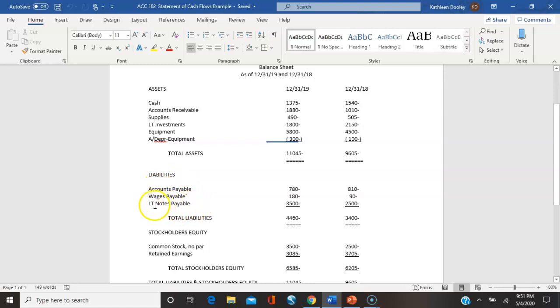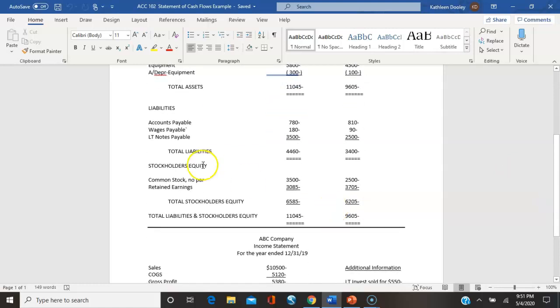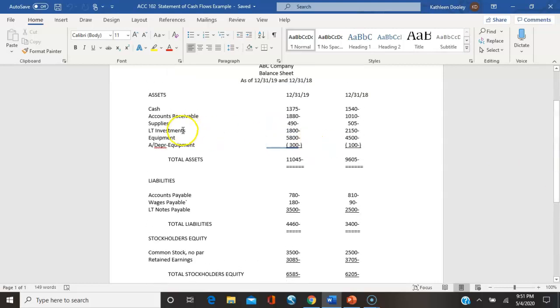Long-term notes payable, again, that LT, long-term, is going to be a long-term liability, and that's going to be a financing activity. And we have stockholders' equity, and everything in stockholders' equity is part of a financing activity, and will have to go on the table. So we need to make tables of everything that's going to go in the investing activities, these long-term investments, or the financing activities, which are the long-term notes payable and the stockholders' equity. We're going to need a table for each one of those things.